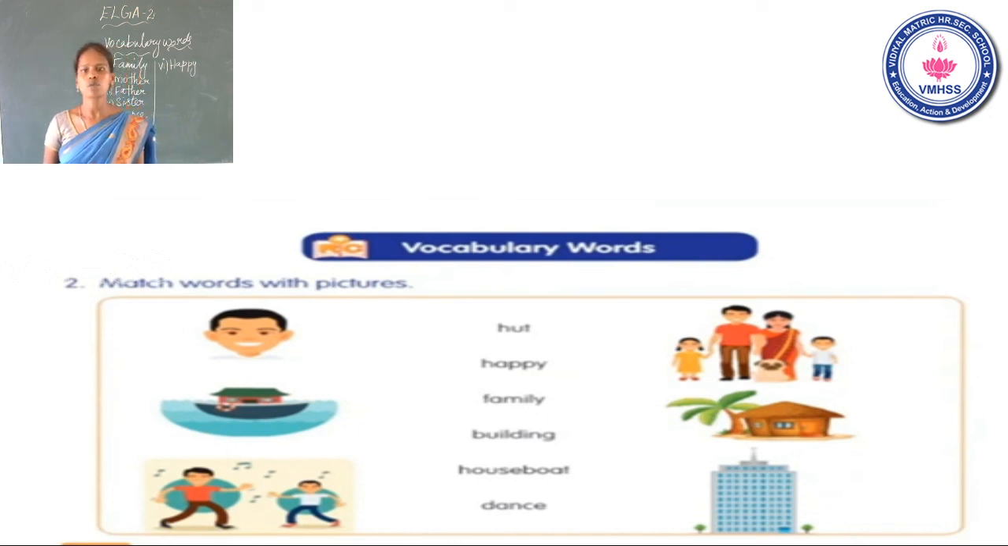Do this. Suppose you don't have a worksheet book, write it down in your notebook and do this. Okay, match words with pictures. First one hat. Second one happy. Hat means what? Kudisai veedu. Happy, magizhchiya irukku. Next one family, kudumbam. Next one building. Next one houseboat. Next one dance. Okay, this is your activity and do this.